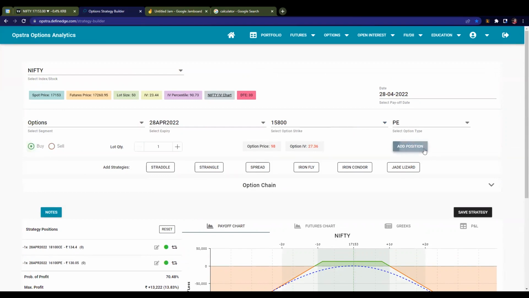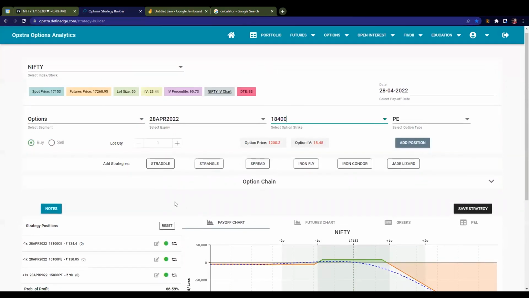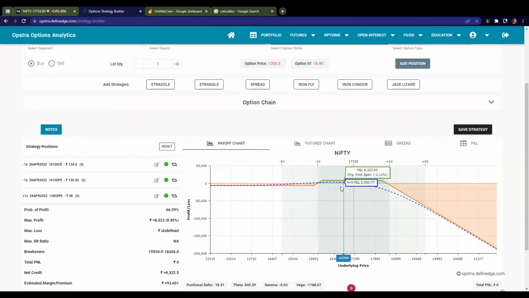A put option you need to buy, and a call option at 18,400. Now you can also modify strategies by your own views.